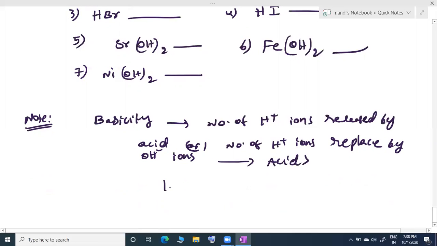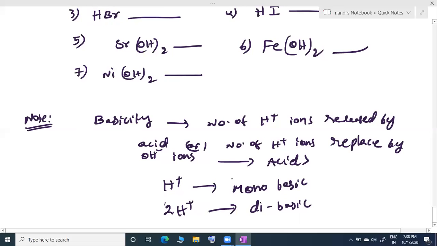If only one H plus ion is released, we call it monobasic. If two H plus ions, it is dibasic. So basicity is the term for acids.